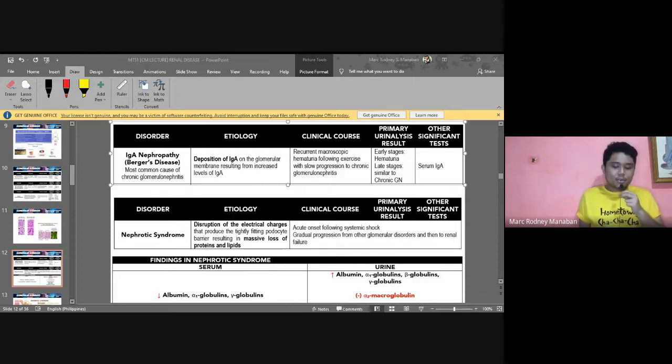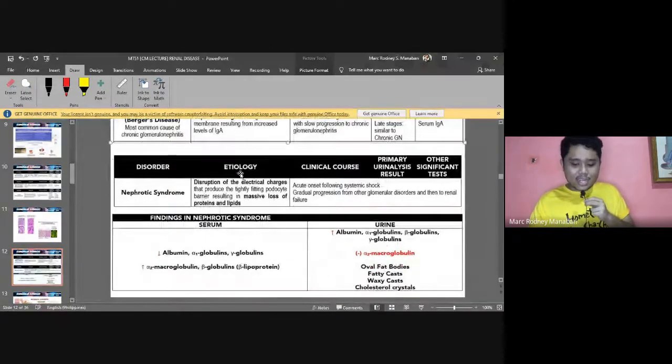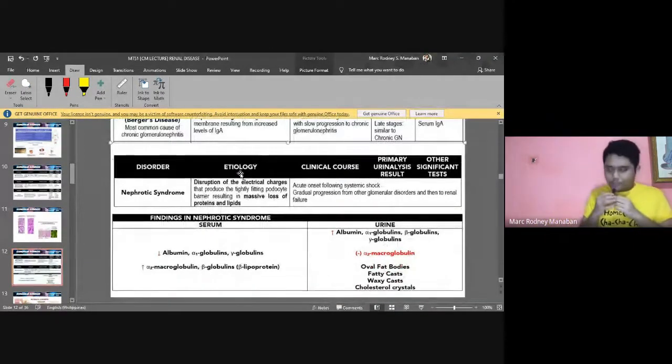Okay? Systemic diseases can also present with nephrotic syndrome, such as DM, SLE, amyloidosis, malignant neoplasms, and infection. As well as different nephrotoxic agents such as drugs and poisons. All right? So there could be a lot of reasons as to why the patient may have nephrotic syndrome. Now, very important here, let's mention the findings, both in serum and urine.